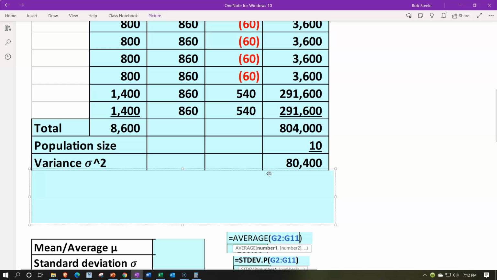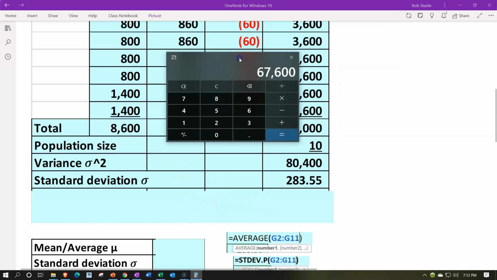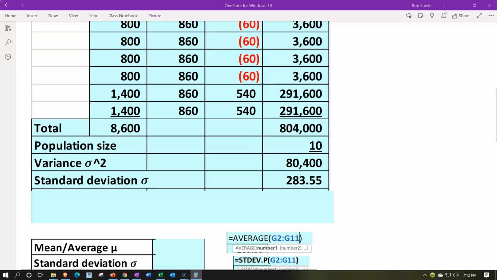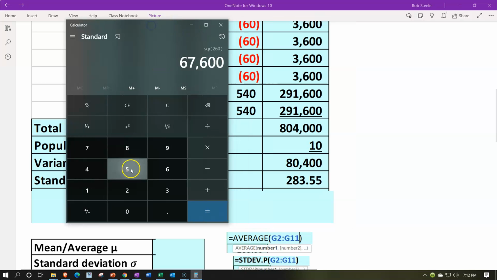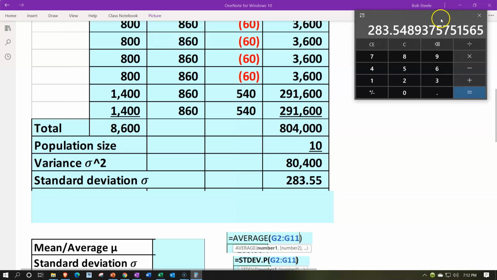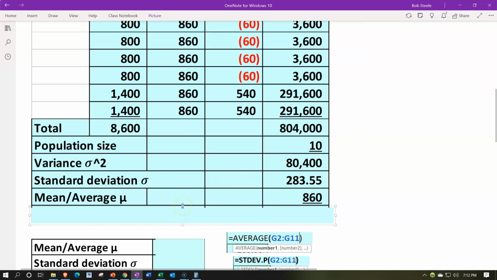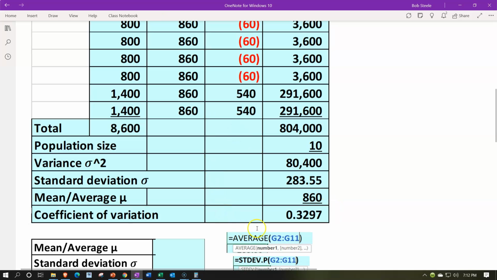Remember that that's kind of like squared units. So typically we'll take the standard deviation, which is the square root of that. So square rooting it, meaning we're going to pull in that number, the 80,400, and then the square root is going to be 283.55. So there we have that. And then we might want the mean here, the 860, to get to the bottom line of the coefficient of variation, which you might see presented as a percent or a decimal of 0.3297.